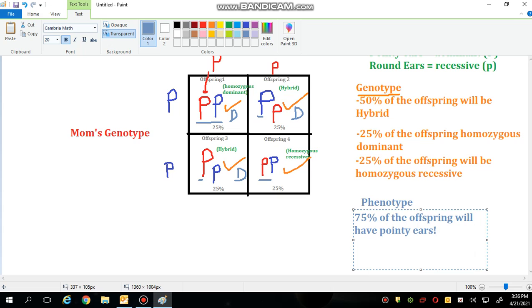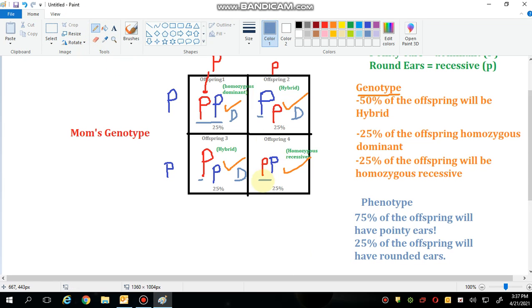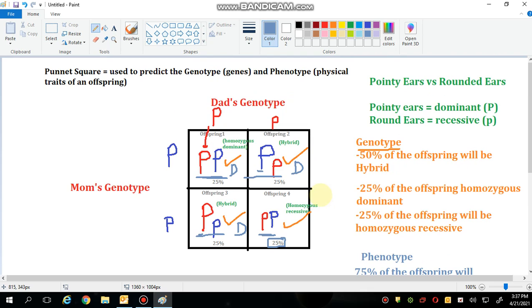And if there's a capital letter in the box, that's a dominant gene. And that means 25% of the offspring will have rounded earlobes or rounded ears. Why? Because if you look over here, there's no dominant gene in this box. Both of them are recessive, which means that 25% of the kids will have a chance of having rounded ears, recessive ears. Whereas 75% of the kids will have pointy ears. And this is how you use Punnett squares, kids. Okay? Alright, thank you.